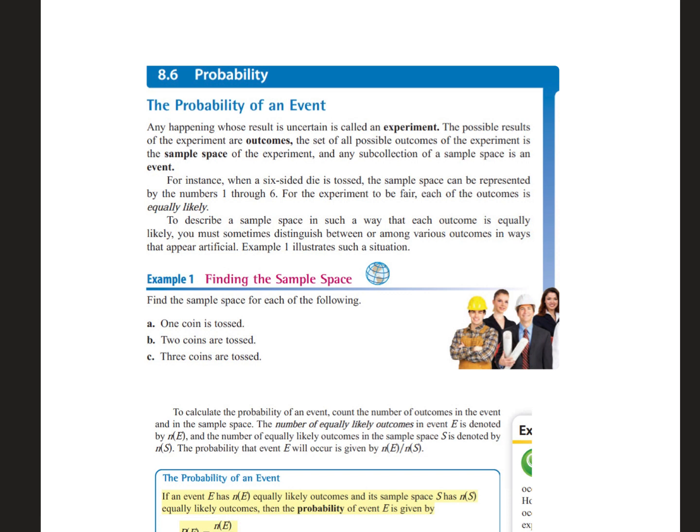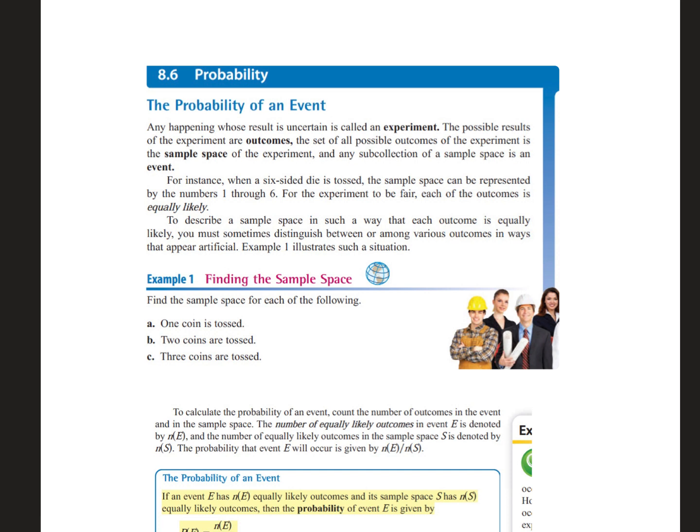Probability: any happening whose result is uncertain is called an experiment. The results of the experiment are called outcomes. That's the set of all the possibilities. We'll talk about sample space, those are the possibilities that could happen. And a subcollection of a sample space is called an event.